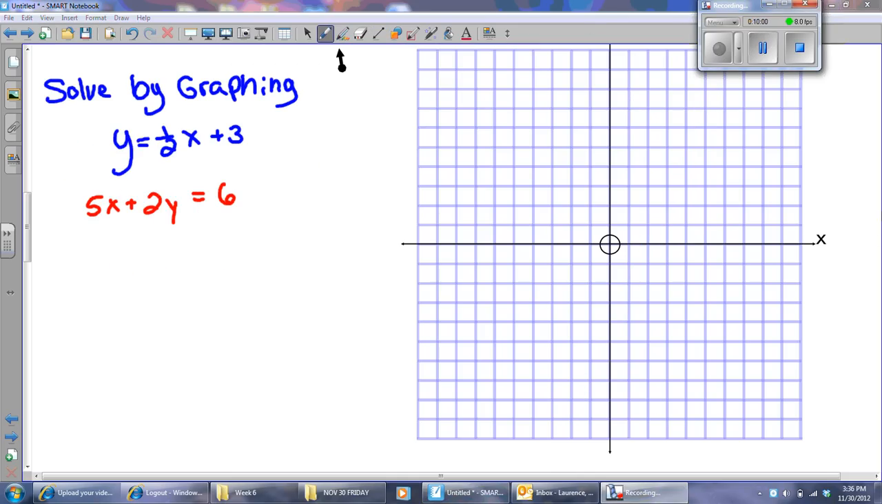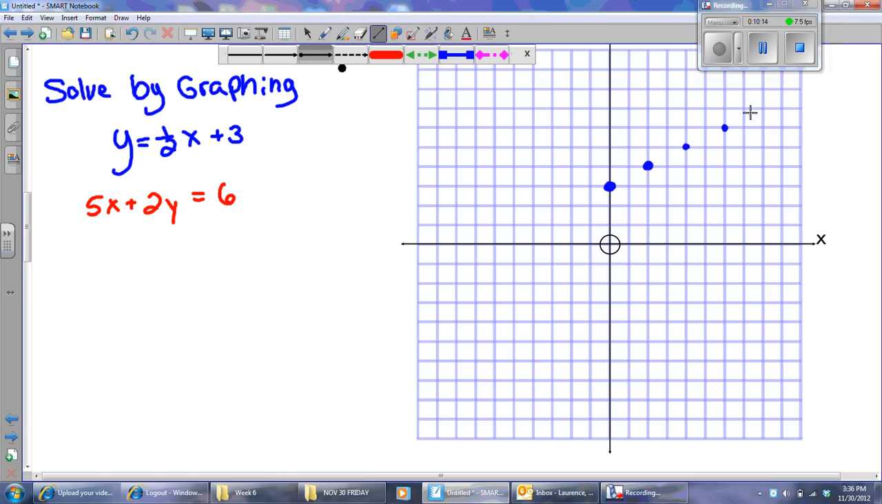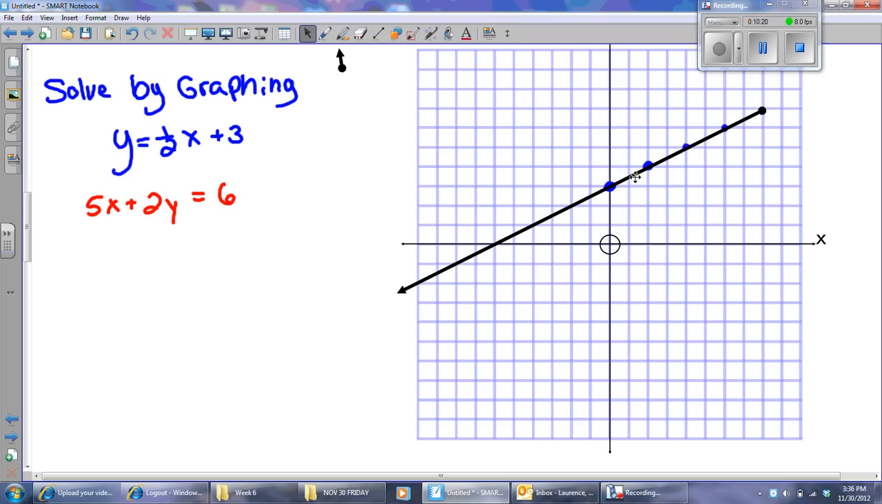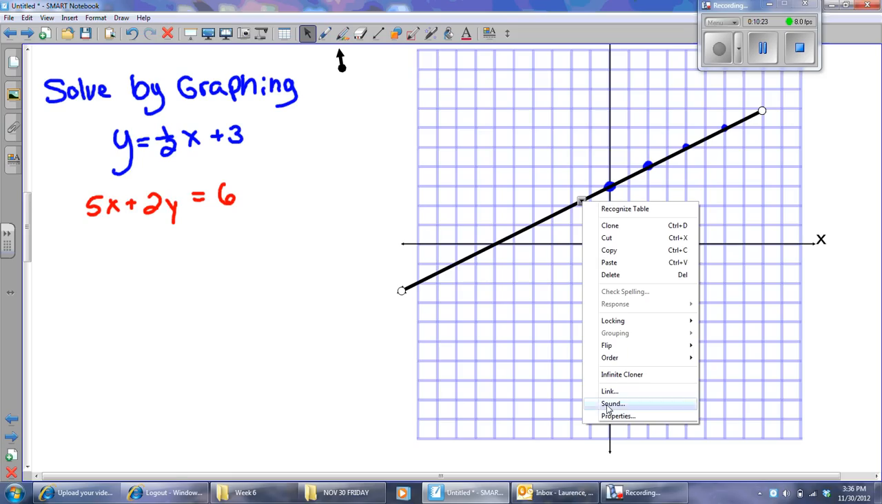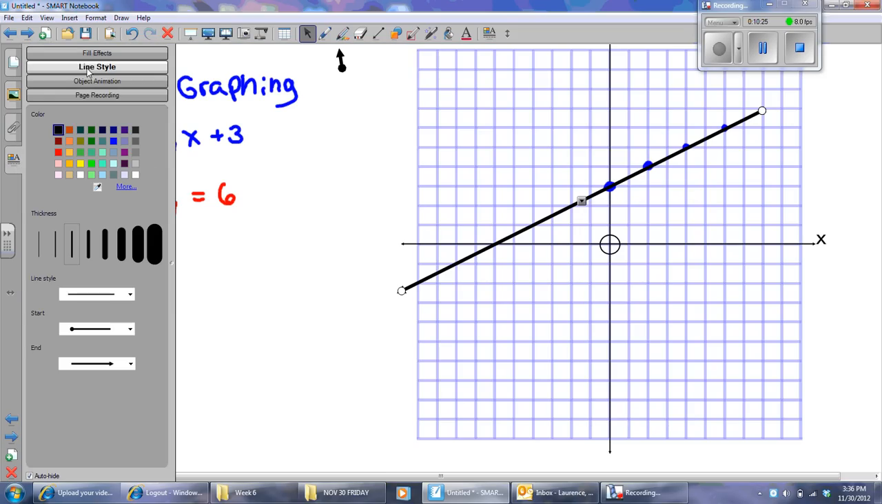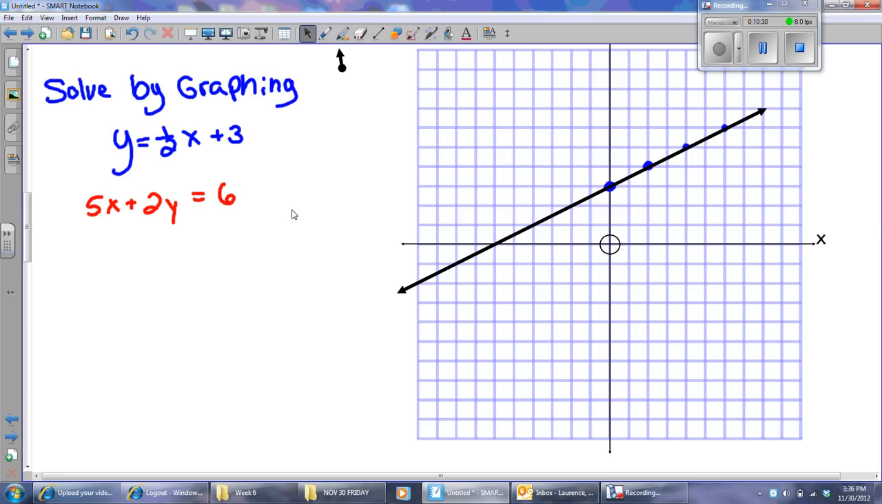Okay, here's my last example. The blue one's in slope-intercept form. 1, 2, 3. And then rise 1, run 2, rise 1, run 2, rise 1, run 2. So I'm ready to draw my line. And I'm going to rise 1, run 2. And there we go.